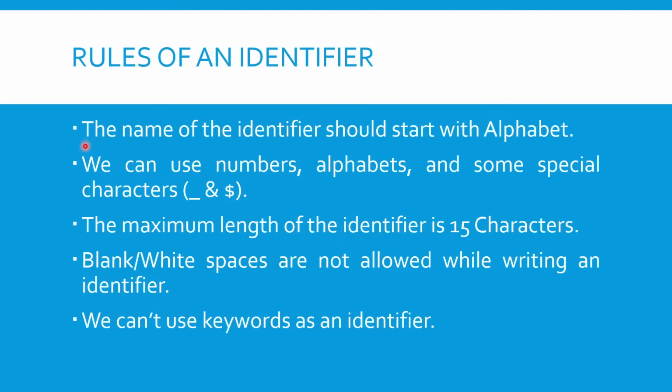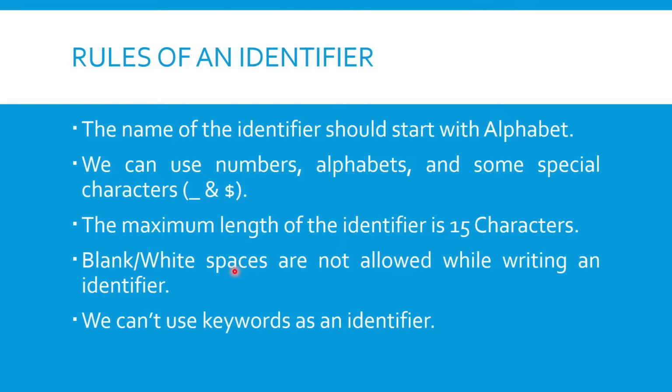Okay. The name of an identifier should start with an alphabet, and it can start with special characters also, right? And we can have alphabets, some special characters, and numbers in an identifier. Only two special characters are allowed in Java identifiers: underscore and dollar symbol. And the maximum length of an identifier is 15 characters. If it exceeds, it will throw an error, okay?